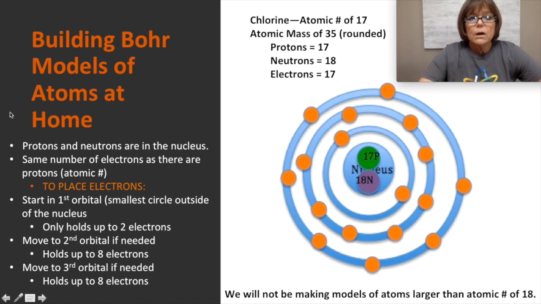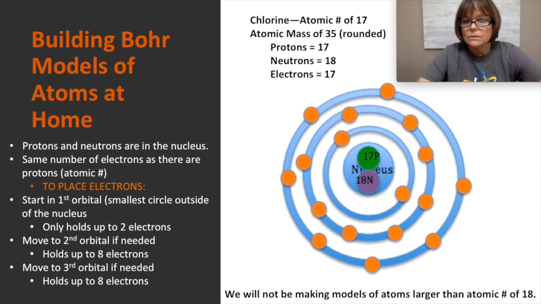So, over here are your directions, and then we'll give more specific directions in a minute. Protons and neutrons, remember, are always found in the nucleus. So, we have 17 protons in this nucleus, and we have 18 neutrons in this nucleus. To place the electrons, you're always going to start in the first orbital, and that's this smallest circle, which is outside of the nucleus. It can only hold up to 2 electrons.